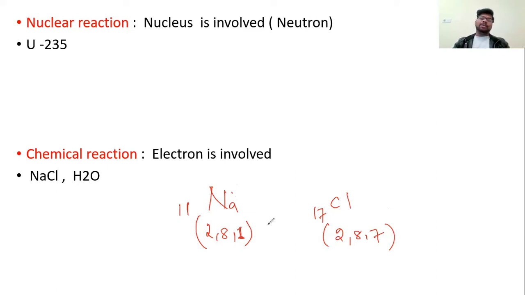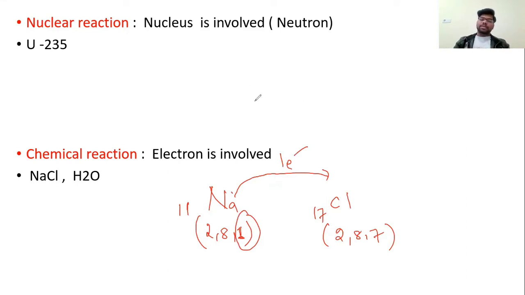Clear? So now, the excess electron is found in sodium. Sodium is of course a metal, so it is going to transfer electrons. How many electrons? In the outer shell there is 1 electron, so 1 electron is transferred to chlorine. So why does this transfer take place? Because of stability.